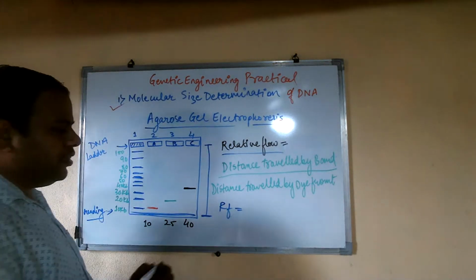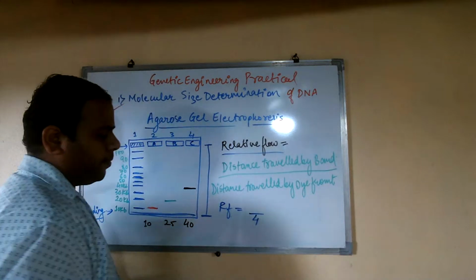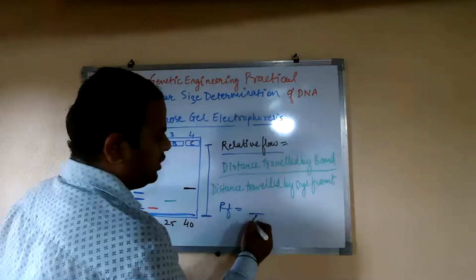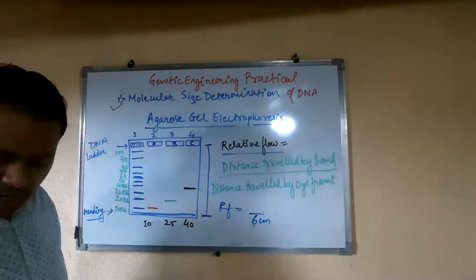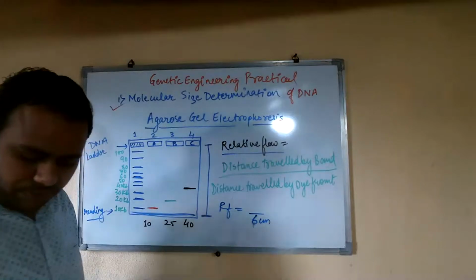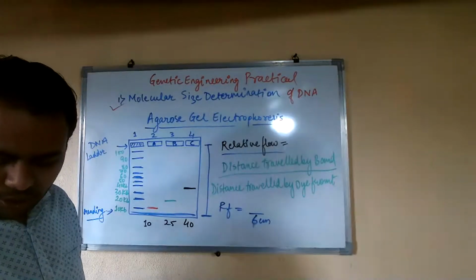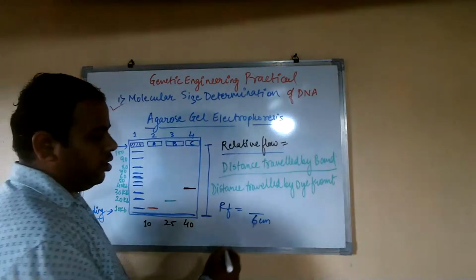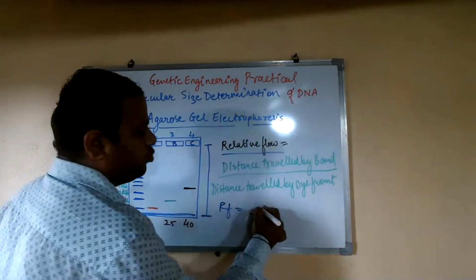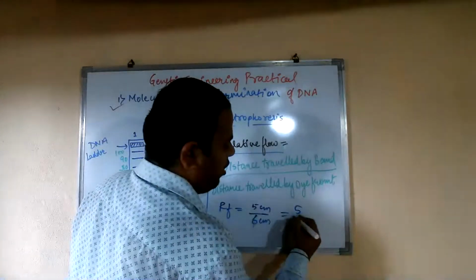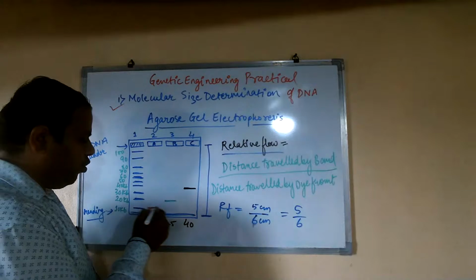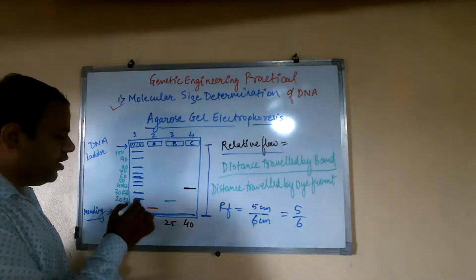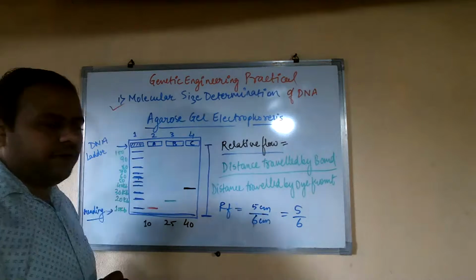Suppose the dye front has moved 6 centimeters in the agarose gel. Then what is going to happen? The first band has moved, suppose, 5 centimeters. So the relative flow will be 5 by 6. You have to divide this value and you are going to get the particular relative flow. Likewise, you have to determine the relative flow of each and every band in the experiment.